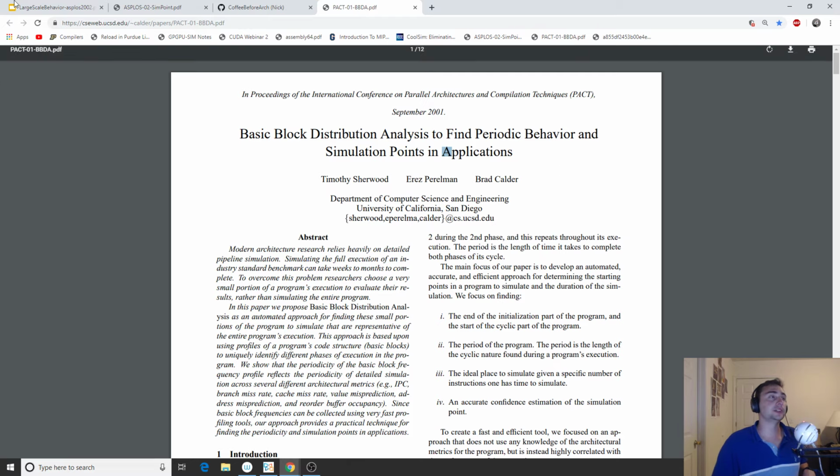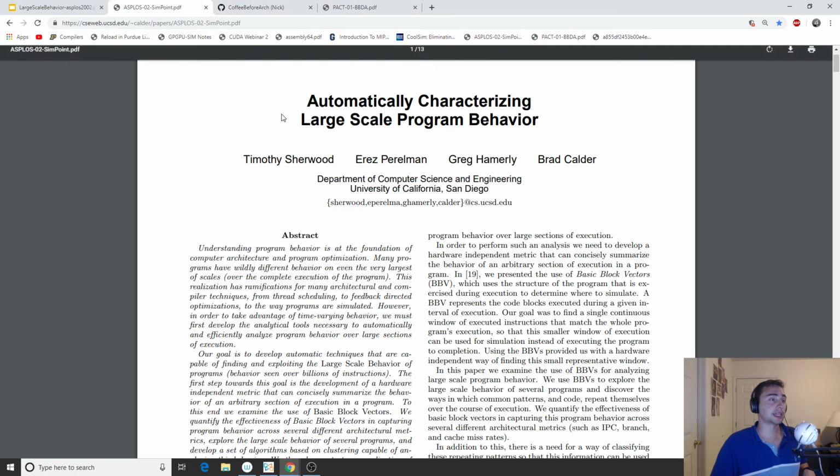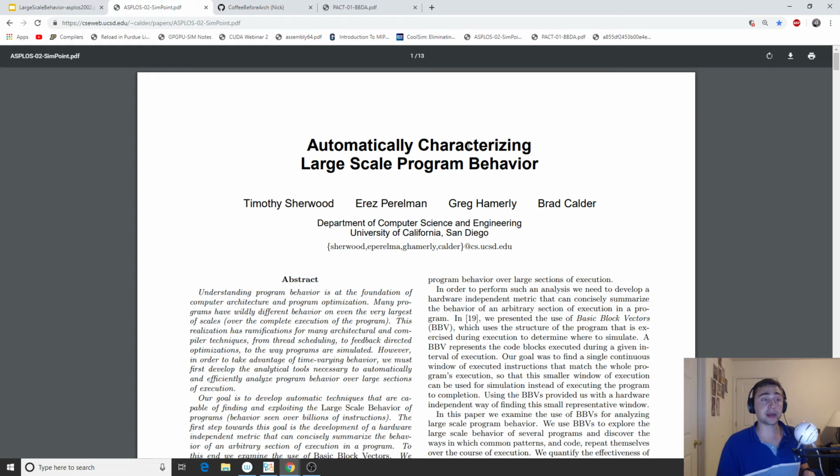But that's going to go ahead and do it for this episode of This Week in Architecture. So we talked about this kind of landmark paper, automatically characterizing large-scale program behavior from Tim Sherwood in 2002.